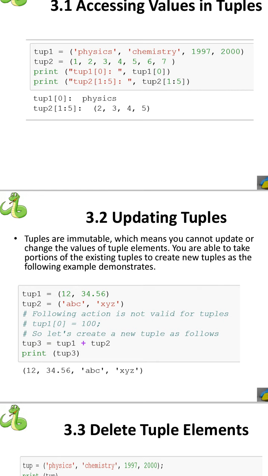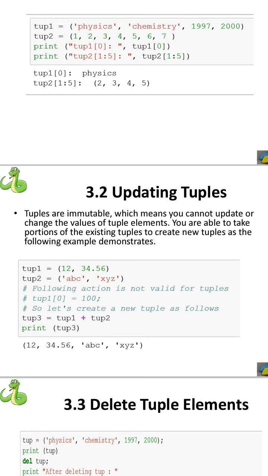Hence, in an output we can see 2, 3, 4 and 5. Yes, the second index is not considered, hence we are not able to see the value 6 in the output. It will extract only index values from 1 to 4, hence the output is 2, 3, 4, 5.